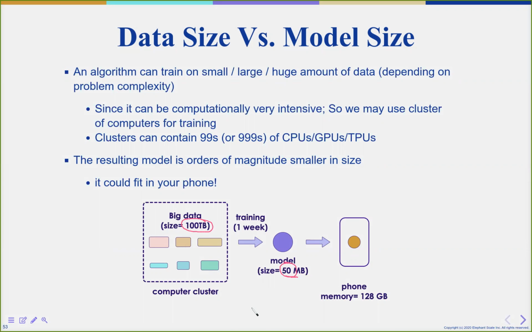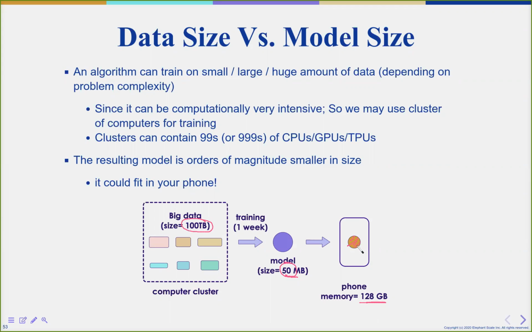But remember, models are the final executable. Let's say on your iPhone, when you're doing a face unlock and I push a new model, just 50 meg is nothing. My phones now have hundreds of gigs of memory, so the model can be pushed into your phone very easily.